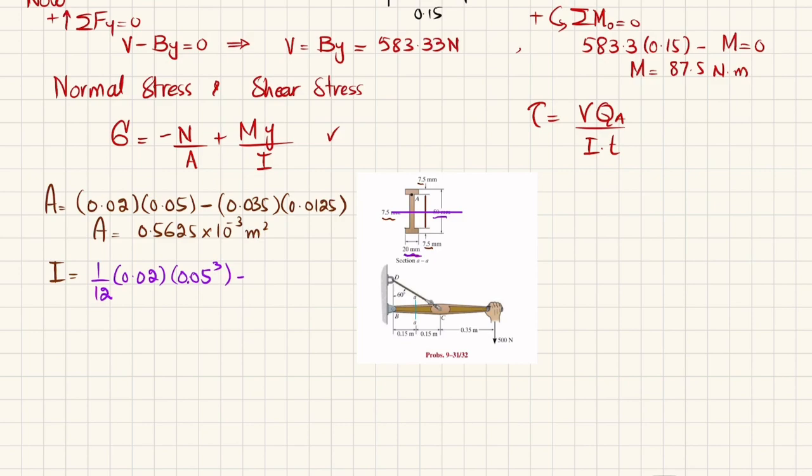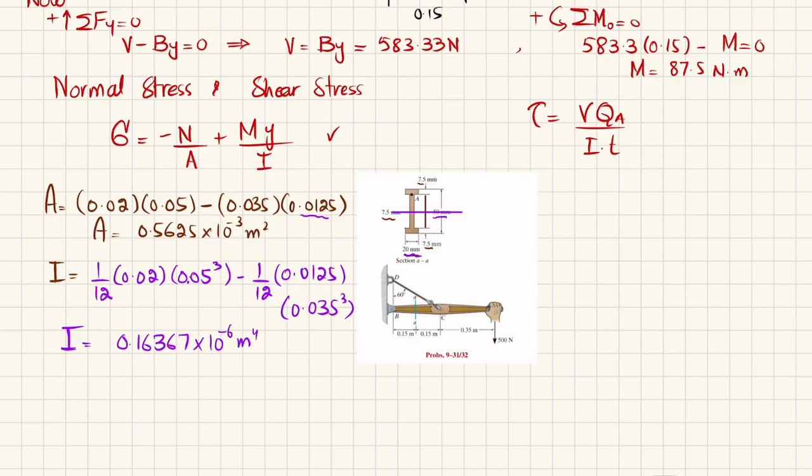minus the moment of inertia of these two hollow portions. So minus 1 over 12, breadth, which is the remaining, is 12.5, so 0.0125 meter, into height, which is 35 millimeter, which is 0.035 whole cube. So when you calculate it, you will get the moment of inertia comes out to be 0.16367 into 10 raised to the power minus 6 meter power 4.